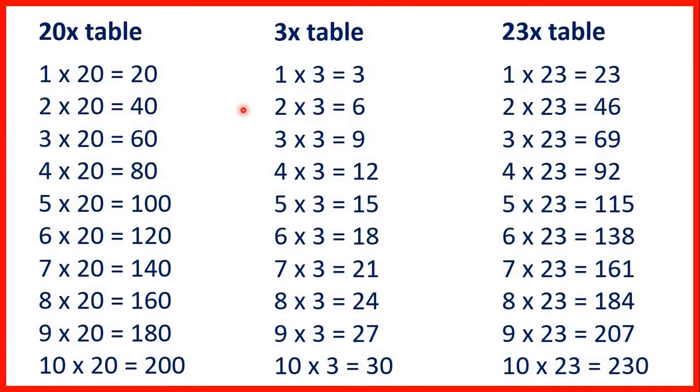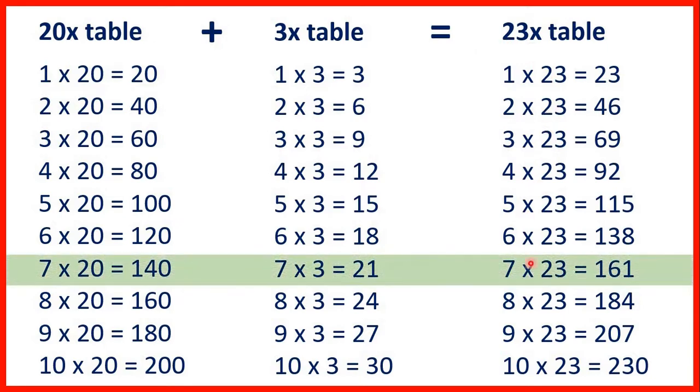So it's important to understand that if we know our 20 times table, or can work it out, and we know our 3 times table, then we can work out our 23 times table. If we add our 20 times table and our 3 times table, we get our 23 times table. So because we needed to work out 7 times 23, we could work out 7 times 20, then work out 7 times 3, and then add up our answers.